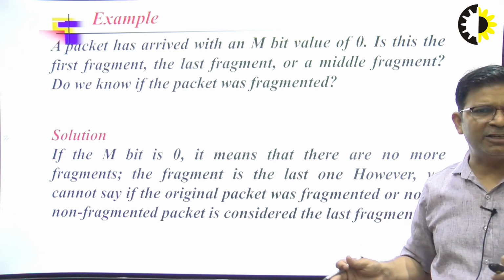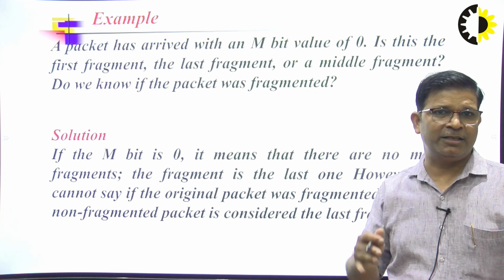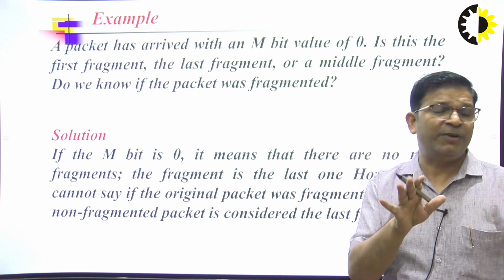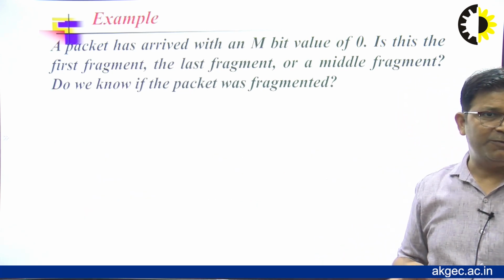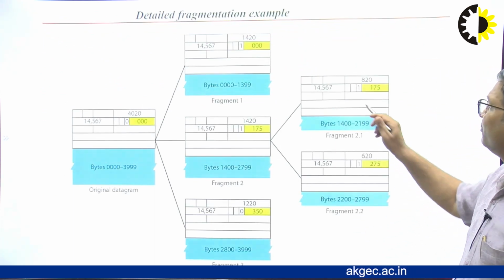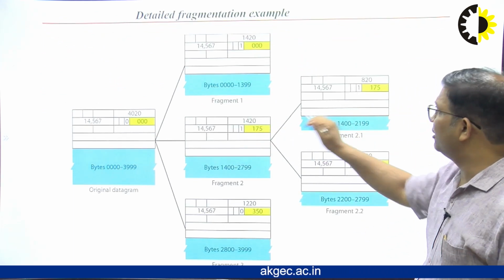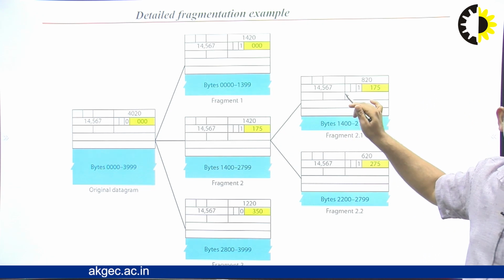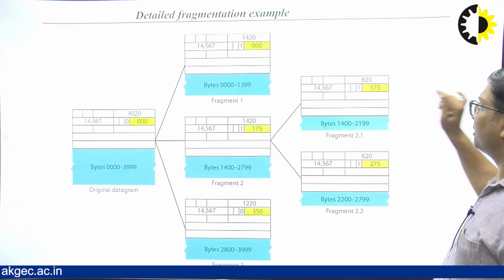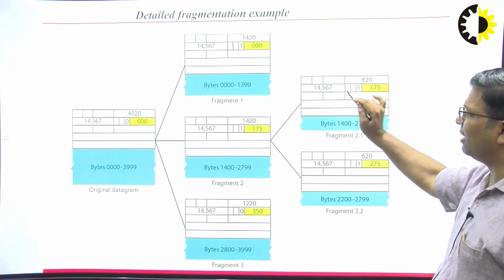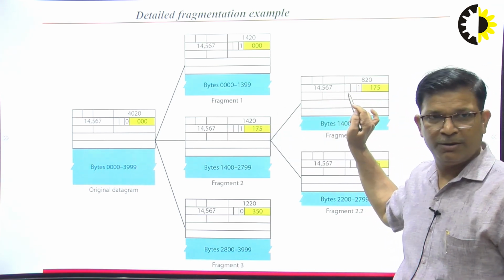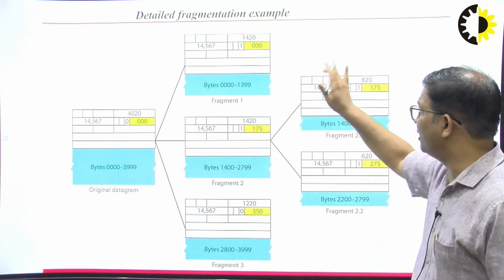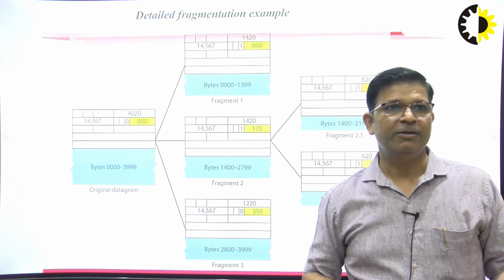So we can say that this is the last fragment, but for the first fragment we cannot say whether it is fragmented or not. If it is fragmented from the previous one, then this cannot be the first fragment. In this example, one part is fragmented and this other is not fragmented, so this is the last but not the first. But if we are not dividing this further, then it is the first and last also. Okay, next question.